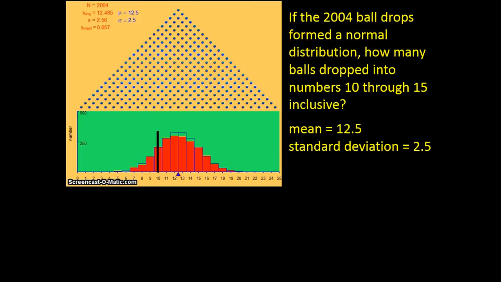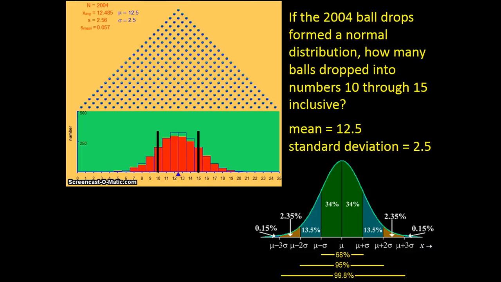So if we subtract 2.5 from 12.5, we are one standard deviation less than the mean, so that would be at 10. And if we add 2.5 to 12.5, we're one standard deviation greater than the mean, and that's 15. So if we want to know how many balls were dropped into the numbers 10 through 15 inclusive, we can think about this bell-shaped curve. We are one standard deviation below and one standard deviation above the mean, which means we're sitting right in the green part of this bell curve.